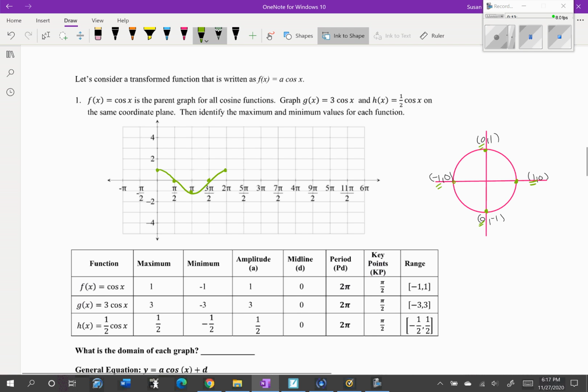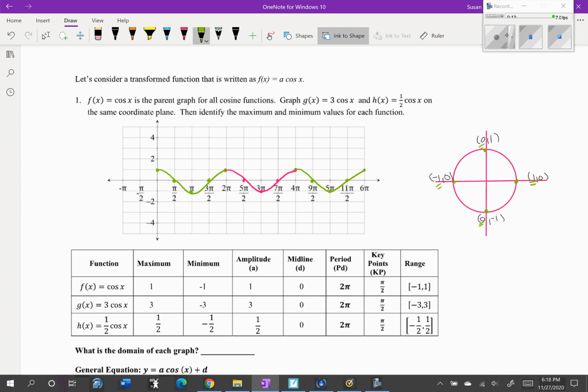And if I keep repeating that wavelength, I'm going to draw another cycle. So if I do another one, it would go to 0, negative 1, 0, 1. So that would be a second wave. And if I wanted to keep going, I could draw a third wave by, again, just repeating those points.